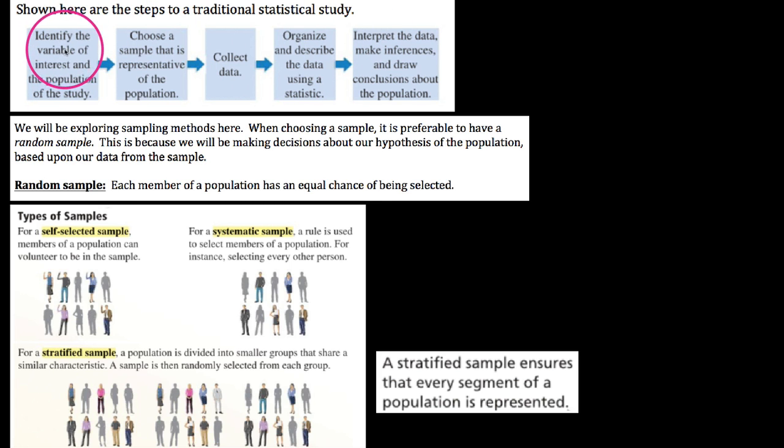It says that the first thing we'll always do is identify the variable of interest in the population study. So maybe height, weight, sodium levels, those kinds of things. You identify that first, but then we would choose a sample that is representative of the population.